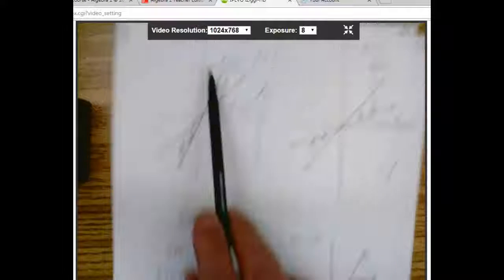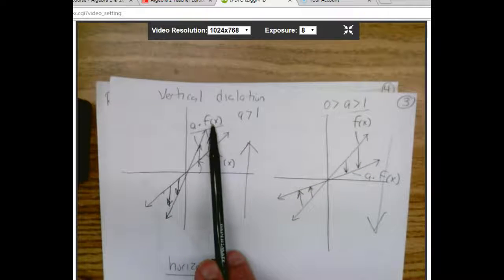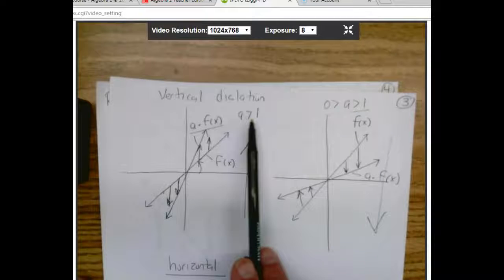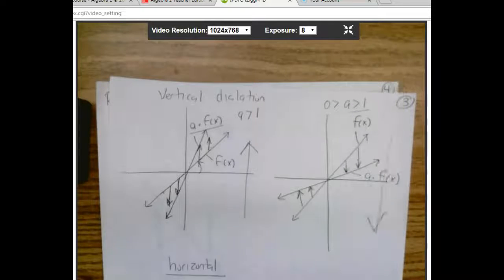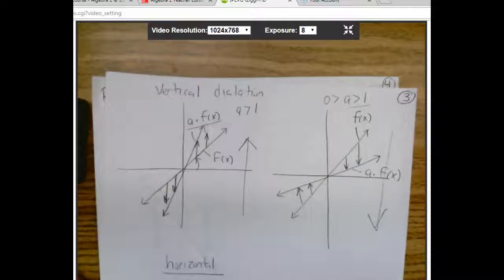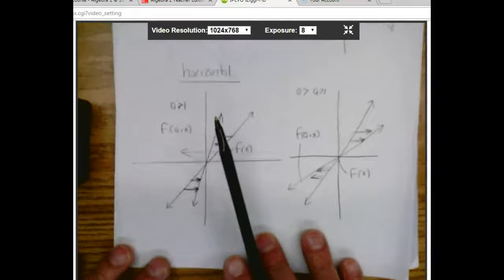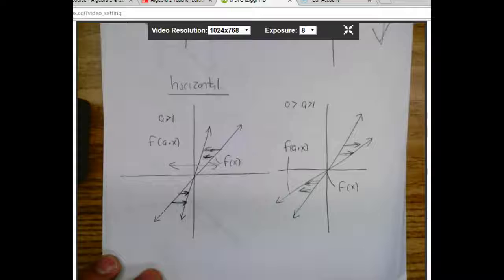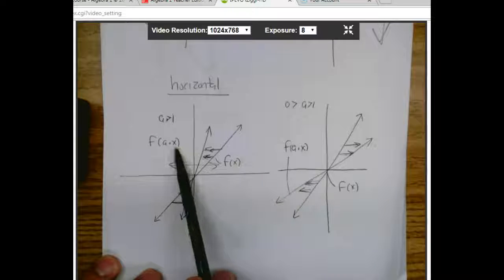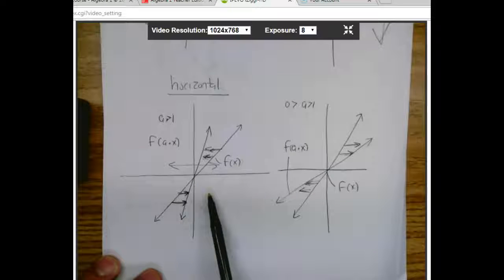So vertically we have this function a times the function of x. And it depends on whether a is greater than 1 or less than 1, and a greater than 0. That tells us up or down. Okay, and then horizontal, this function is going to be a times x, on the inside of the function, and that's going to be to the right or to the left.